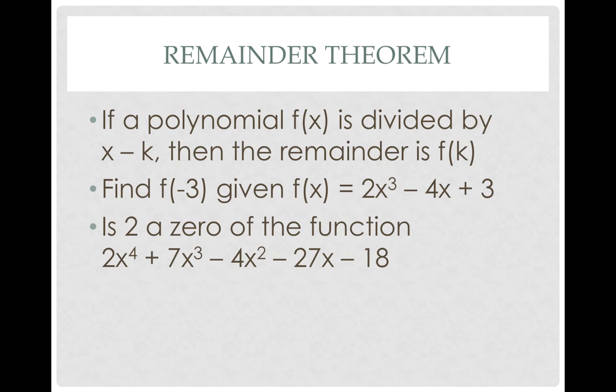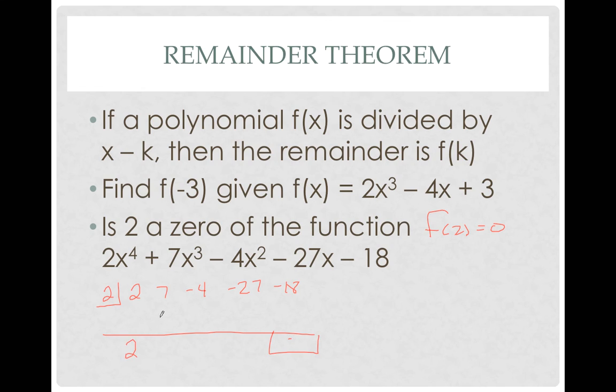And we can use this to determine if a number is a 0 of the function by using synthetic division to see if f of 2 is equal to 0. So if my remainder is 0, then yes, 2 would be an x-intercept of my graph, or a 0 of my function. So I'm just going to do that. I'm going to go 2. Outside is 2, 7, -4, -27, and -18. And I really hope that this works, then comes out to a 0 down here.